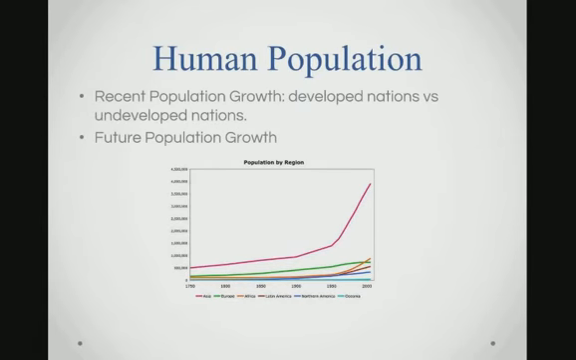You can see on this graph that many of the areas around the world are having an increase in the population, but some more than others. You see that Europe, being pretty developed, is starting, by the green line here, to taper off and maybe even go down a little bit as far as the world population goes. But some of the others are having a more dramatic increase.